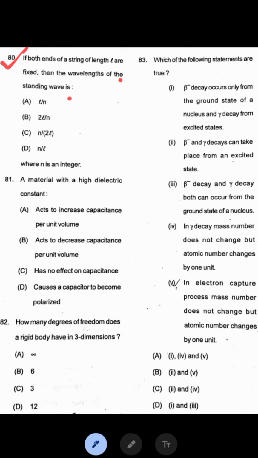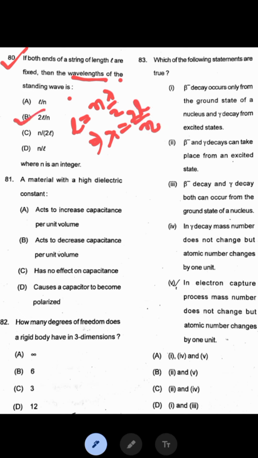What is the wavelength of the standing wave? So L is equal to N lambda by 2. So lambda is equal to 2L divided by N. Option number B is correct.